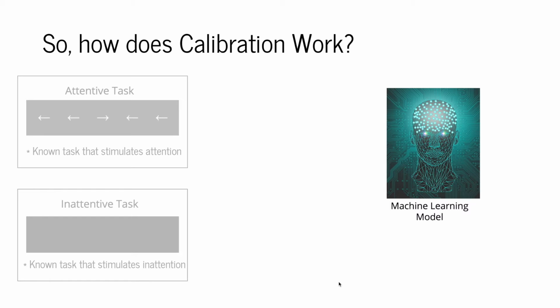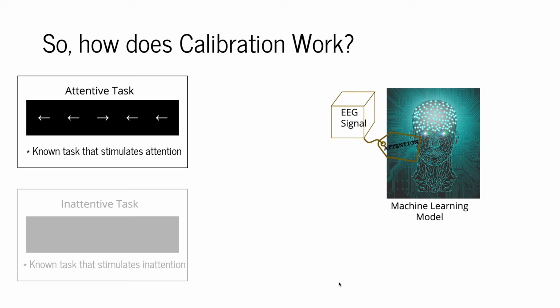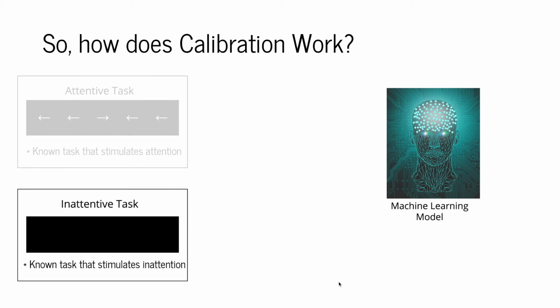So, how exactly do we perform calibration? We start by creating two tasks, one for attentive state and one for inattentive state. The attentive state task might be based on some task that is known to stimulate attention. The user will then perform the task while his EEG signals are fed to the machine learning model with the attention tag. Next, the same is done for the inattentive state by sending the EEG signal tagged with the inattentive tag. Once the model receives data for both states, it will be refitted and the calibration is complete.